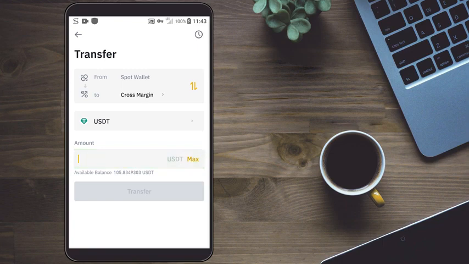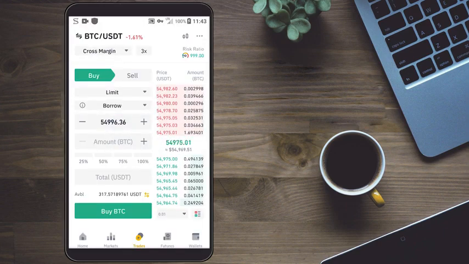I just touched the max, so all of my available USDT in the spot wallet will be transferred here. Pay attention that I am transferring 105 USDT. I touch transfer, and the transfer was successful. And if you look here, you can see that I have 317 USDT available for trading. I transferred 105, but in cross margin the capital will be increased up to 3 times. So now I have 317 USDT available for trading.